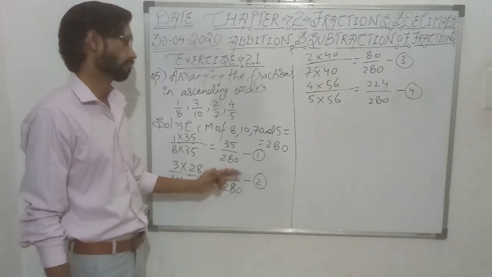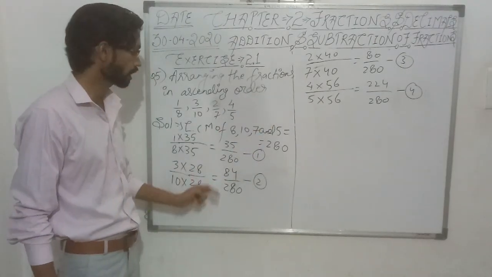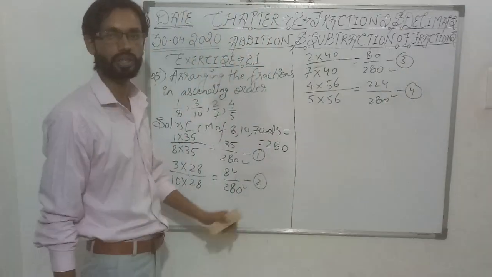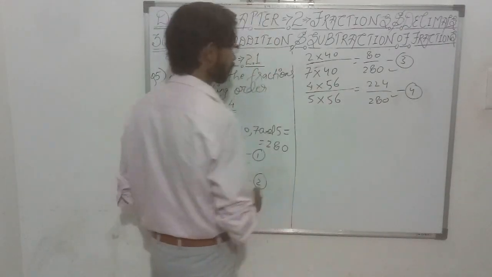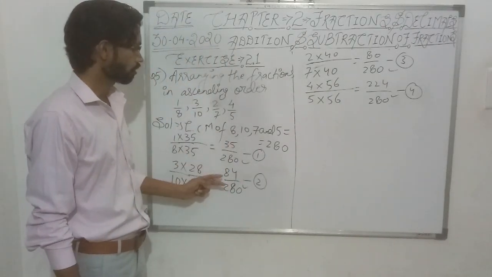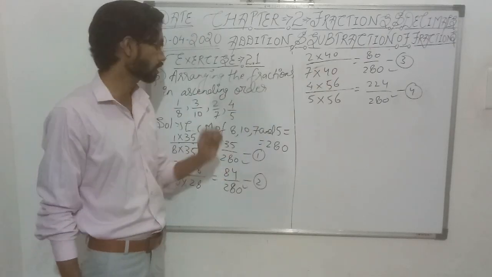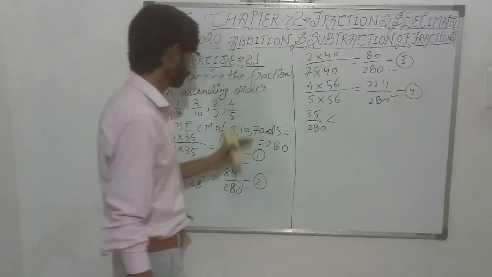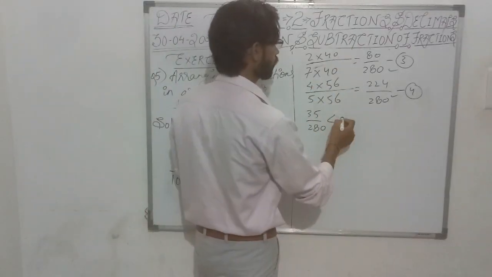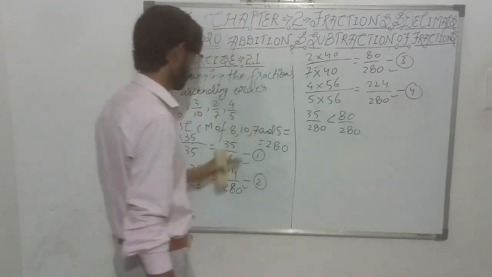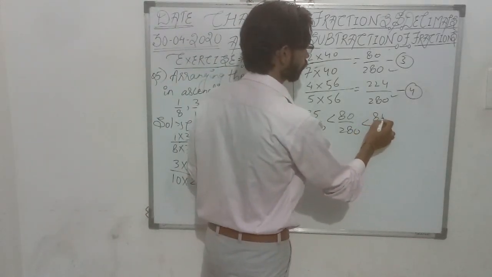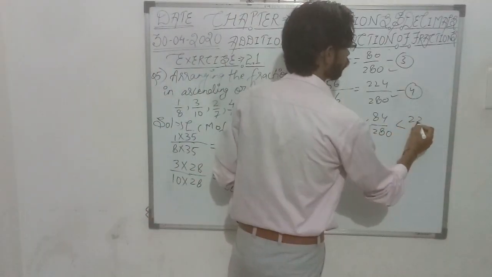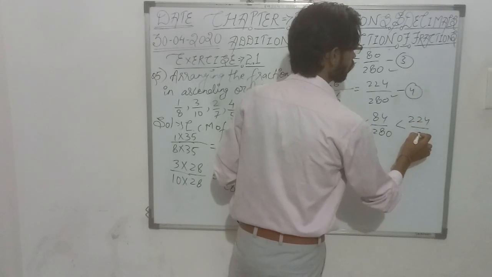Now what we can see in the first, second, third and fourth fractions is that the denominators of all four fractions are equal. They have become like fractions. Now we can compare them. Which one is the smaller? Whose numerator is smaller? We can see from all the four fractions: number 1, that is 35 by 280, is smaller than 80 by 280. Third one, that is 84 by 280. And the last but not the least, 224 by 280.